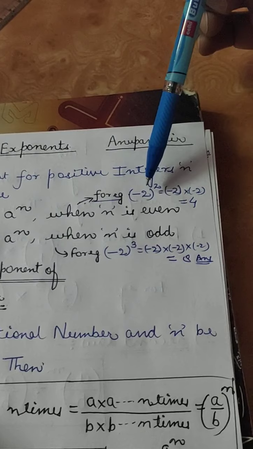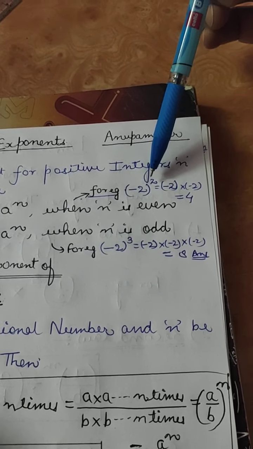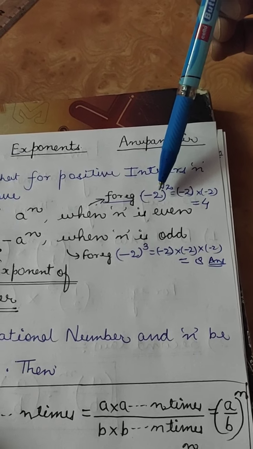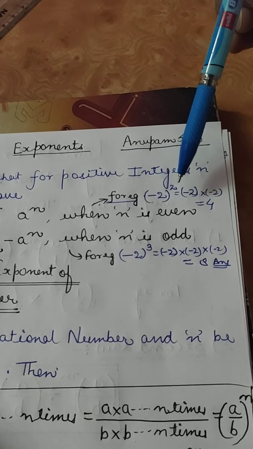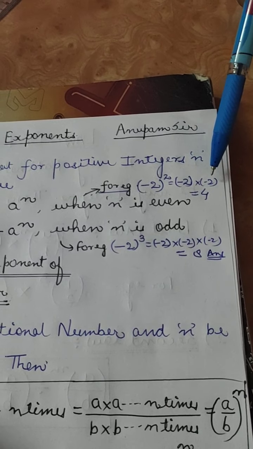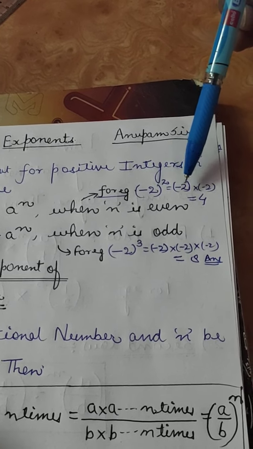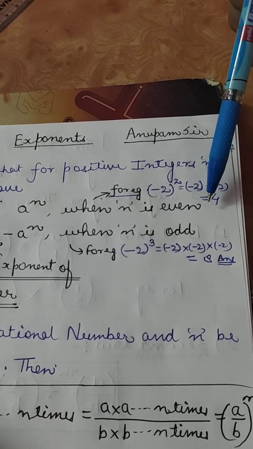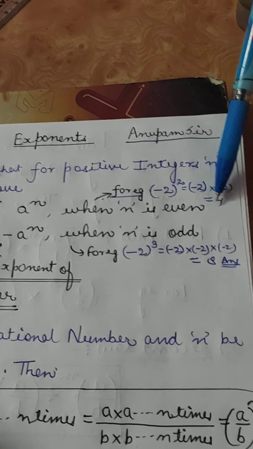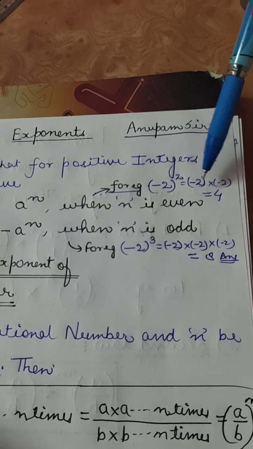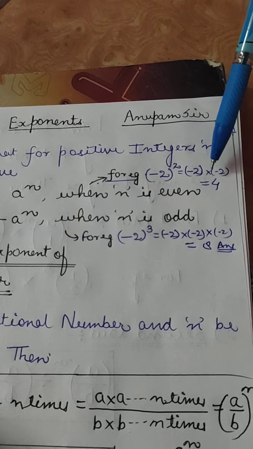For example, we have taken as an example minus 2 to the power 2. So here minus 2 is multiplied how many times? 2 times. So we can write it like this: minus 2 multiplied by minus 2. So what will be the result when two negative numbers are multiplied? It will give a positive result. Hence it is coming out to be 4, and minus minus will become plus, because minus minus multiplication is plus.